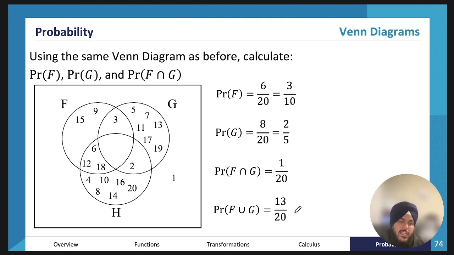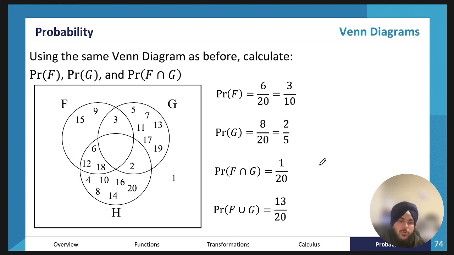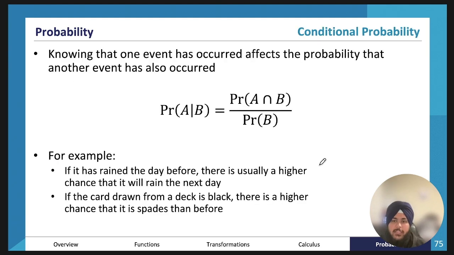And F or G will essentially look at all of these values. So anything that's inside G, anything that's inside F, which is going to be 13 over 20. It's just excluding these values over here, but the rest will be included. So pretty straightforward. You're going to get questions on these probabilities, and you should be able to do them fairly easily.